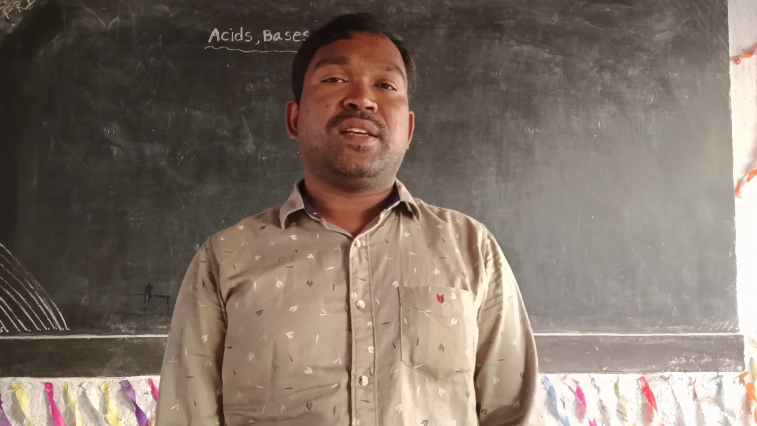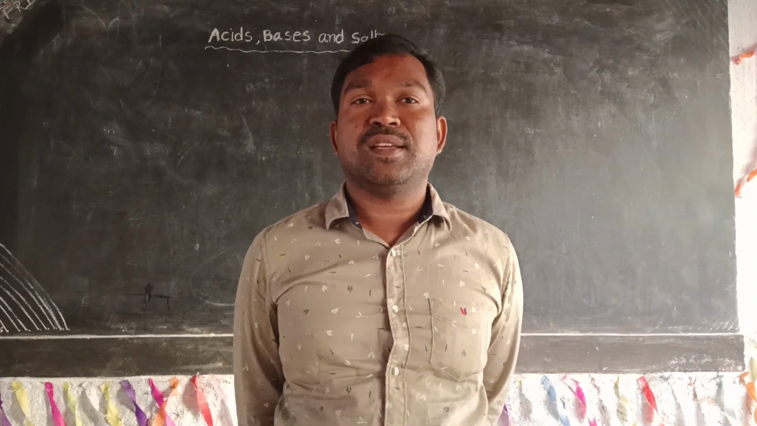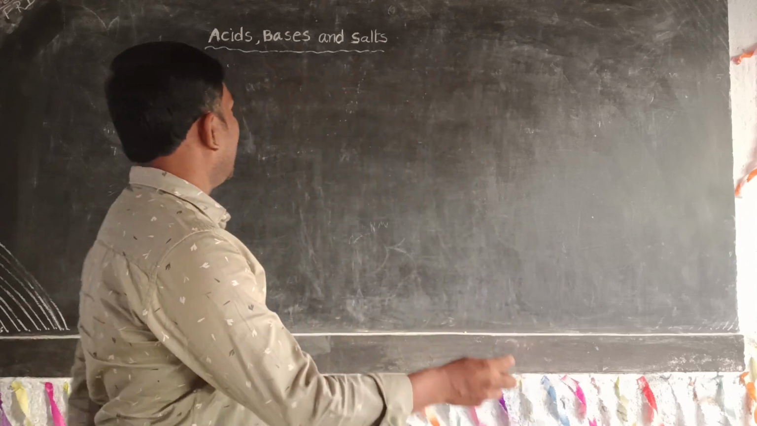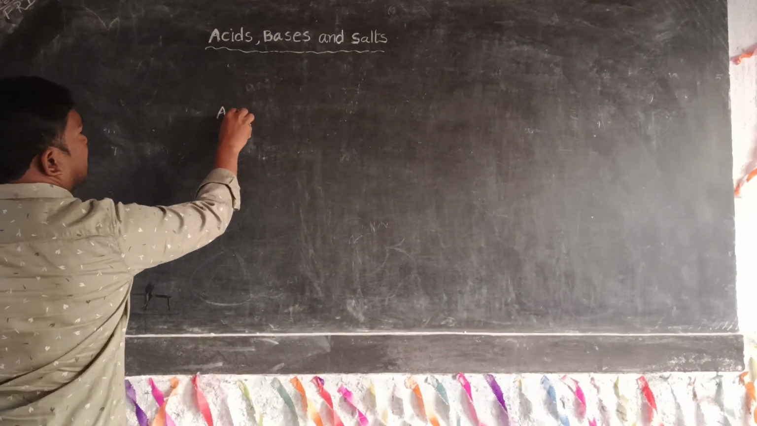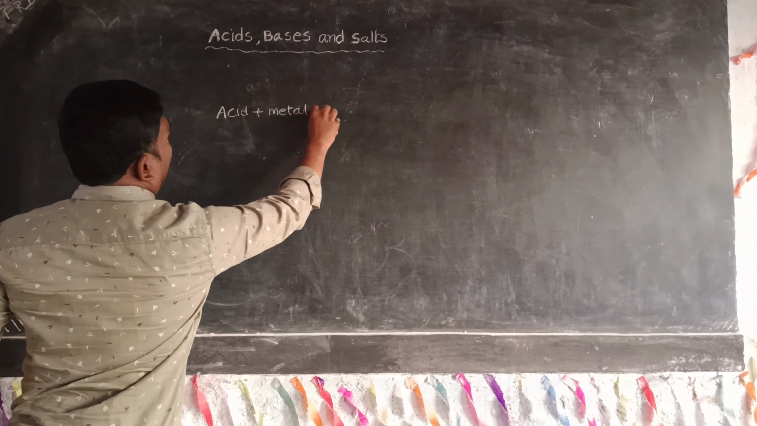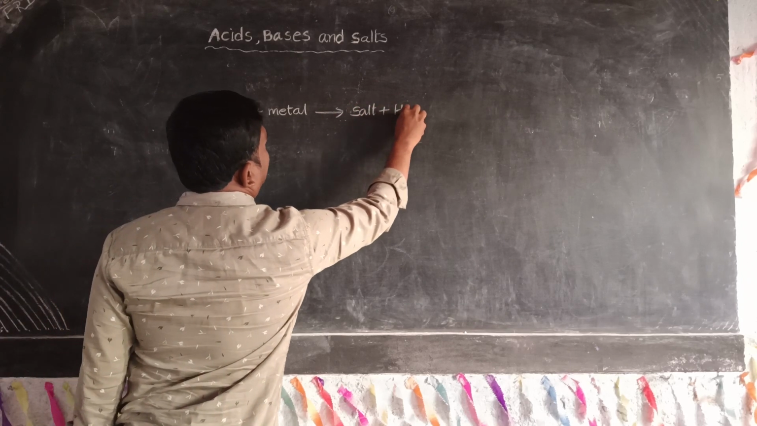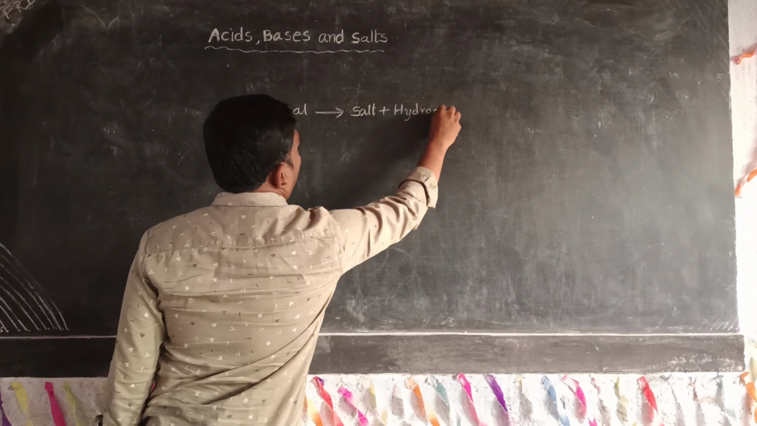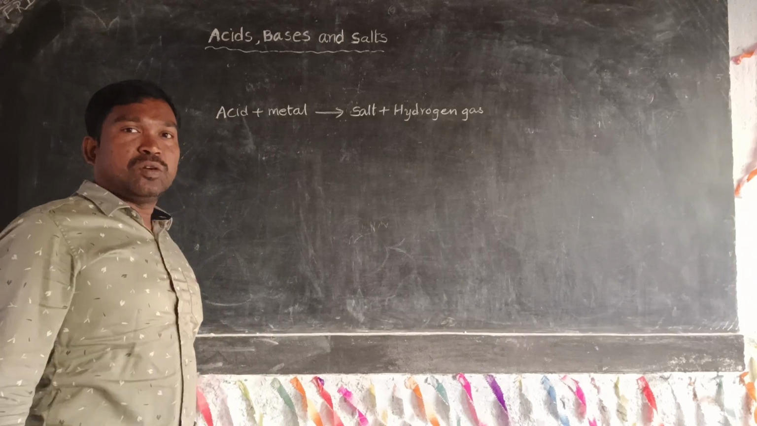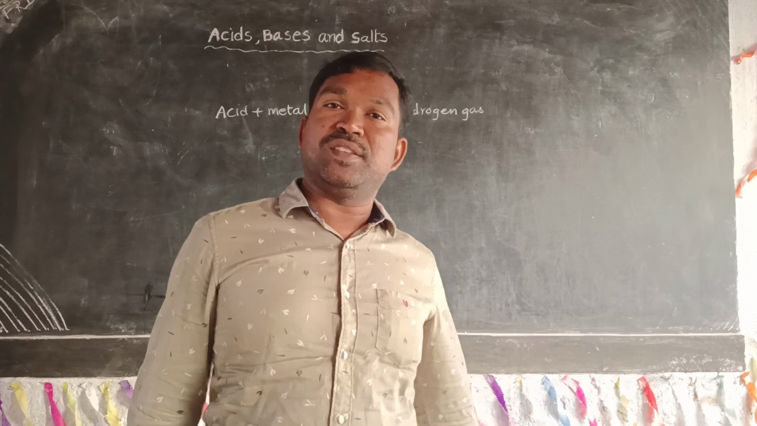In the previous class I said that when acids react with metals, hydrogen gas is liberated. The general reaction of acids with metals gives salt and hydrogen gas. Now do the same activity with bases.